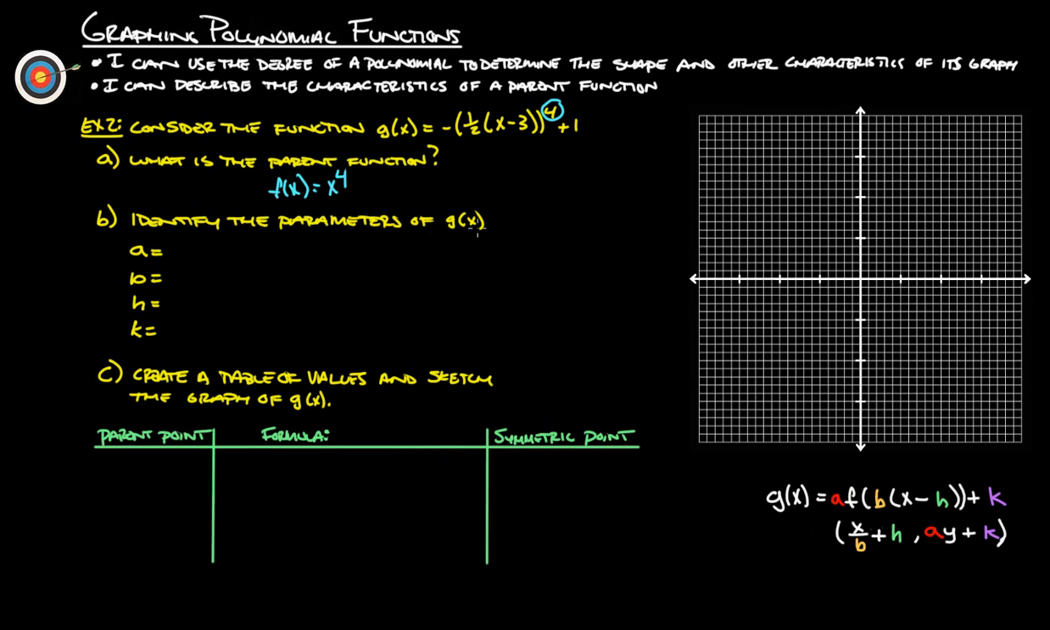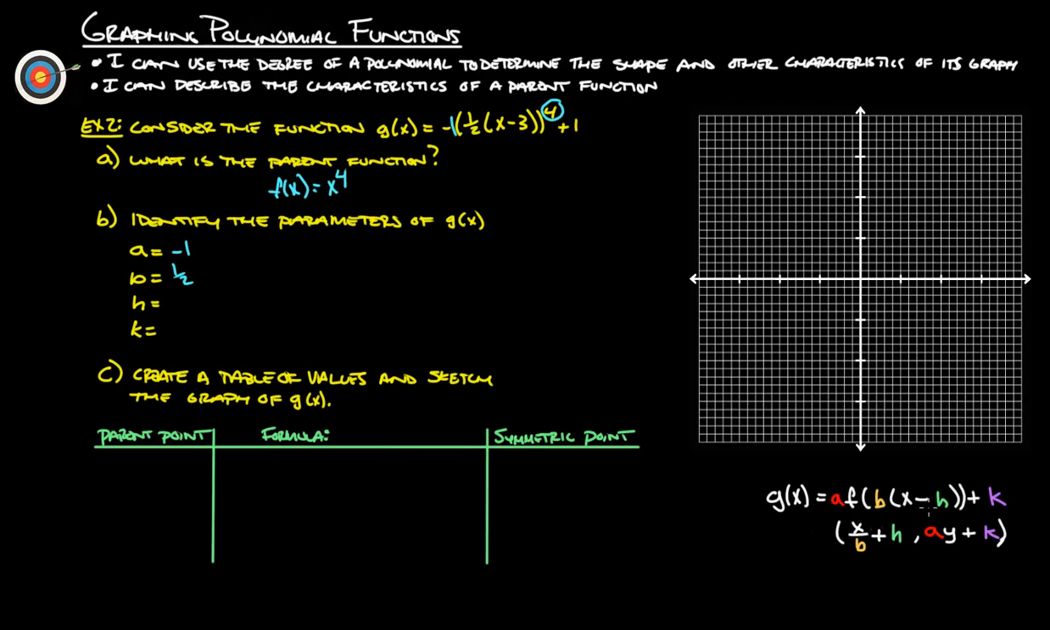Identify the parameters of g of x, and so as long as it's in this form, then this is what we'll end up getting here. So our a here, that's a negative 1 out there, right? So a is negative 1. B is whatever's in front here, so that's our 1/2.